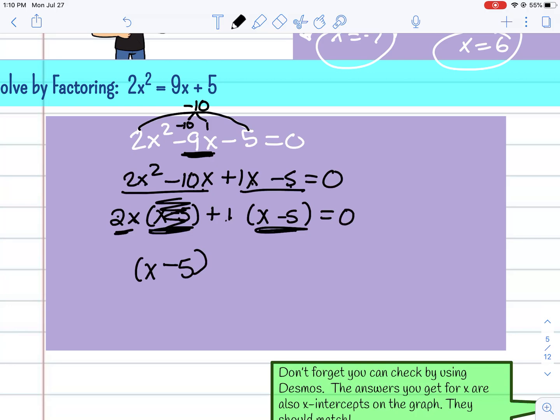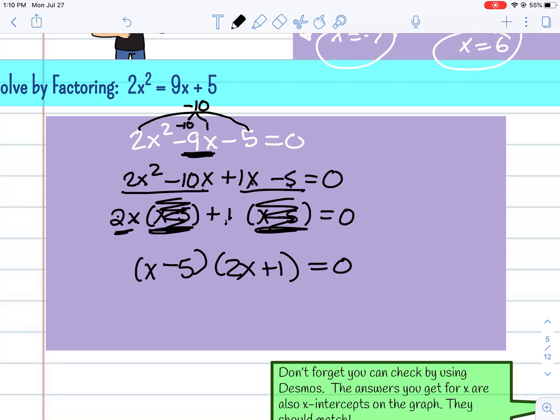So think about it. If I pulled out this x minus 5, you'd have a 2x left here. If I pulled out the x minus 5 there, you would have the 1 left. Okay? So grouping, kind of a nice simple way to do these without a whole lot of guessing.